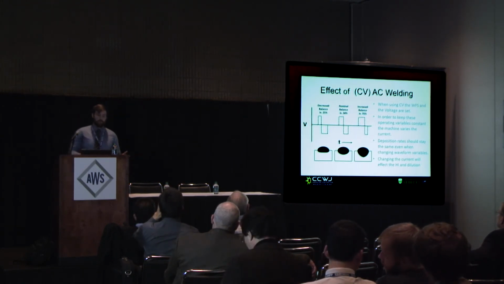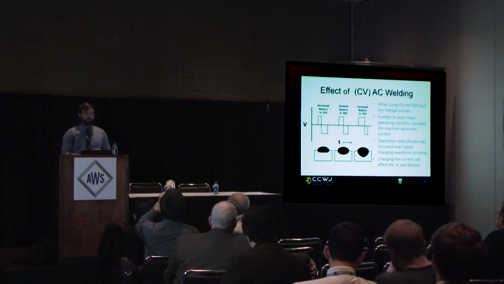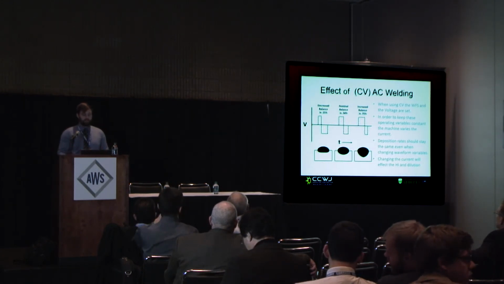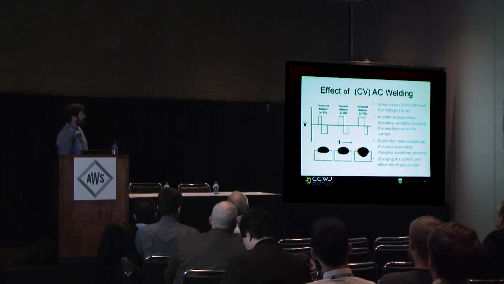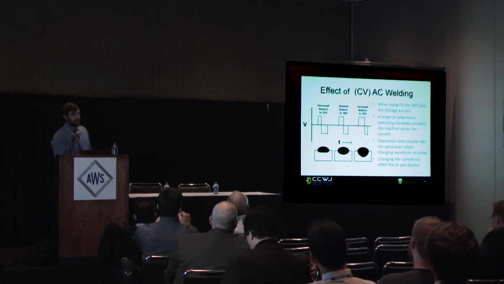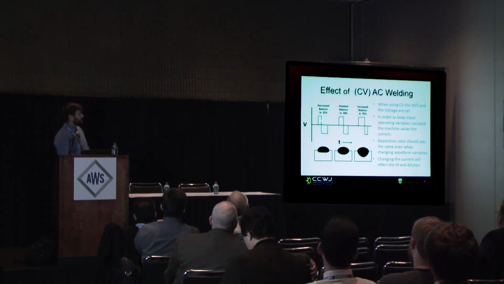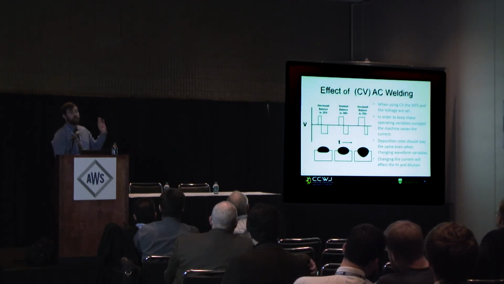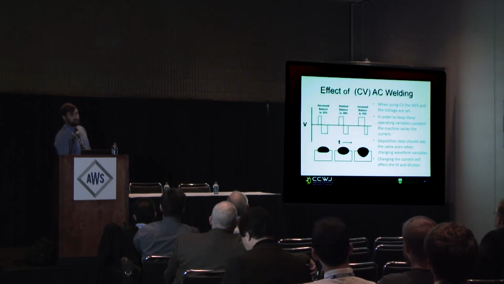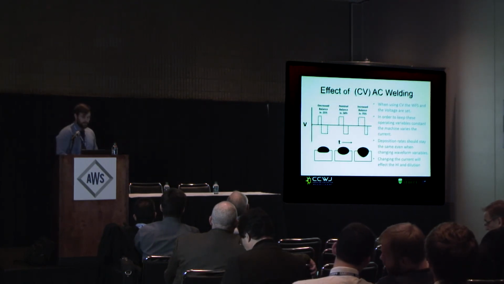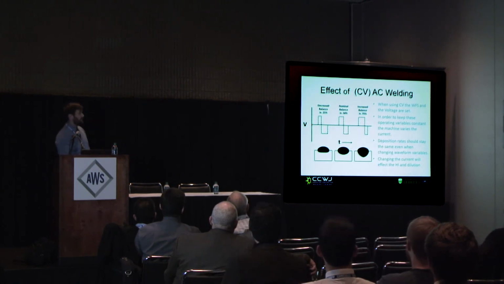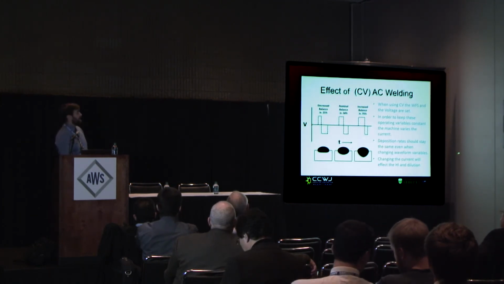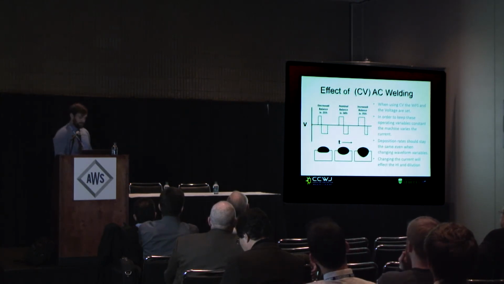So with this, since we were changing the current, we knew that we'd be changing the heat input and the dilution. And this is just a little schematic showing what happens as you change the balance. Balance is given in the amount of time that it's spent in positive polarity. So with a 25% balance, 25% of the time you have a positive polarity, and 75% you have a negative polarity. And from lots of previous work, we knew that we would be getting more penetration as we actually increase the balance.